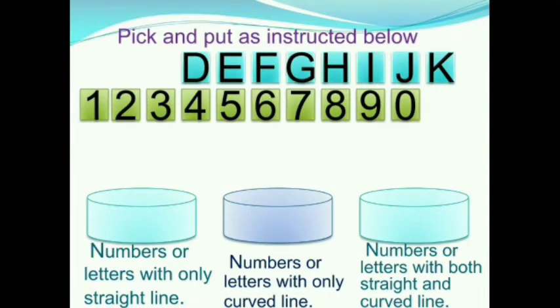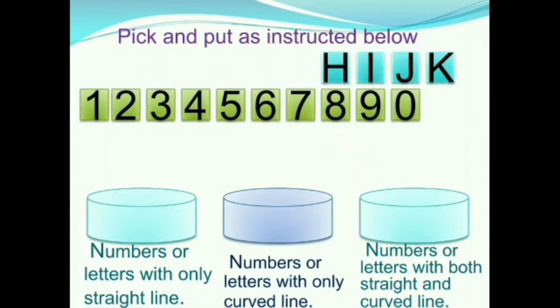D has both straight and curved lines. So we will keep it in the third box. E has only straight lines. So we will keep it in the first box. F has only straight lines. So we will keep it in the first box. G has both straight and curved lines. So we will keep it in the third box.